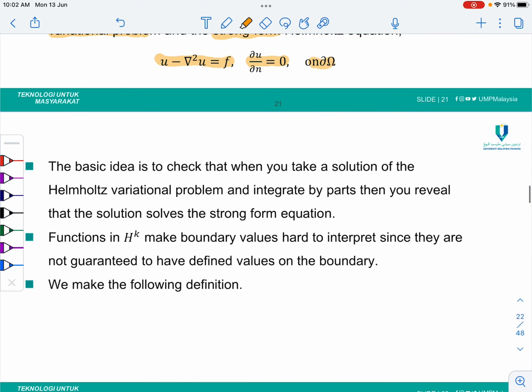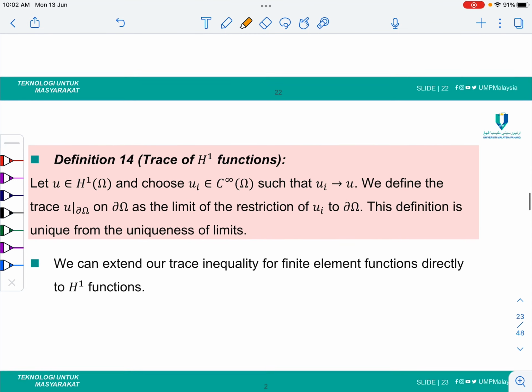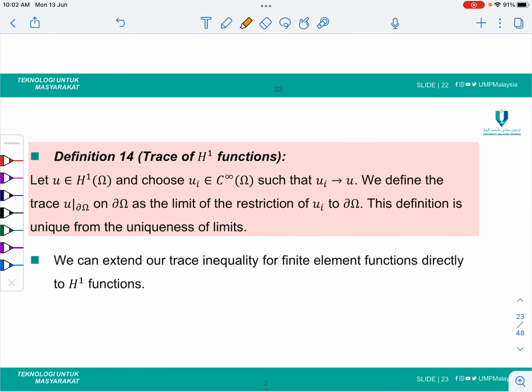The basic idea is to check that when you take a solution of the Helmholtz variational problem and integrate by parts, then you reveal that the solution solves the strong form equation. Functions in H^1 make boundary values hard to interpret, since they are not guaranteed to have defined values on the boundary. So we make the following definition about the trace of H^1 functions.